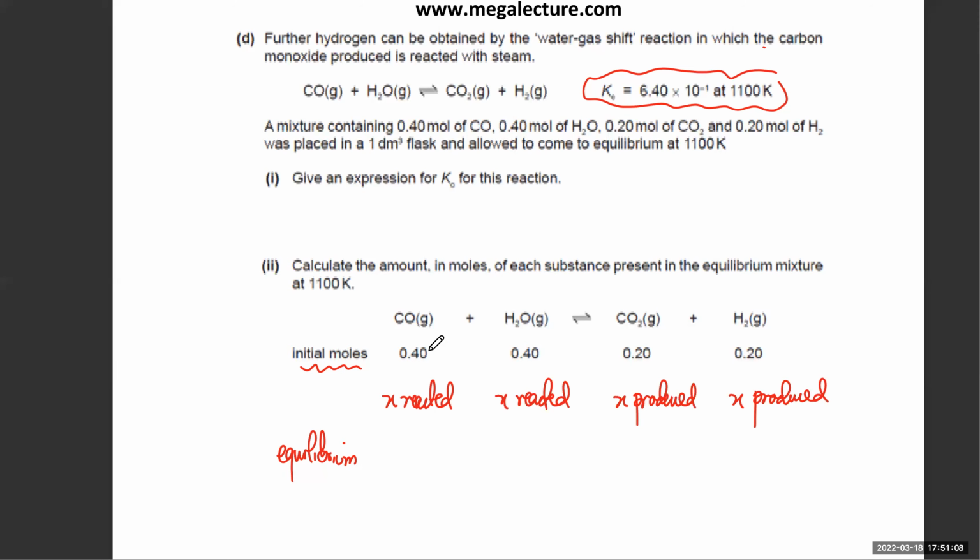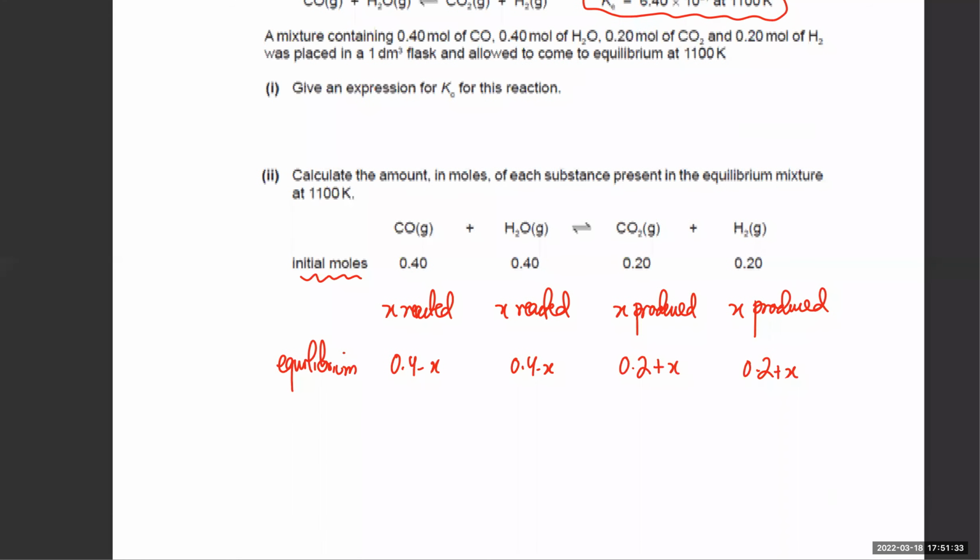तो पीछे कितने रह गए? 0.4 में से x reacted, so you're left with 0.4 minus x moles. इसकी भी 0.4 minus x, और वहां पे x प्रोड्यूस हो गए, so that's 0.2 शुरू में थे, and now x moles have been produced, so you're left with 0.2 plus x, और उसके भी 0.2 plus x. ये सारों को क्लियर था? Is this fine? You found your equilibrium moles, right? Is this fine? Yes, sir.